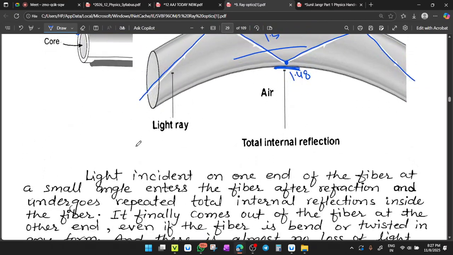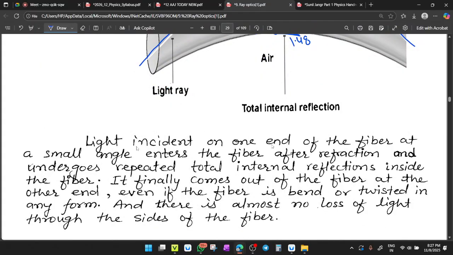That time you may have seen that. Yes, a light ray incident on one end of the fiber at any small angle enters the fiber after refraction and undergoes repeated total internal reflection inside the fiber. It finally comes out of the fiber at the other end, even if the fiber is bent. Yes. Now check, this is very useful and very durable.